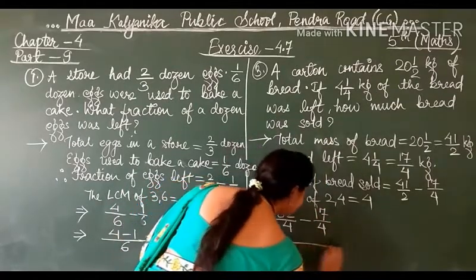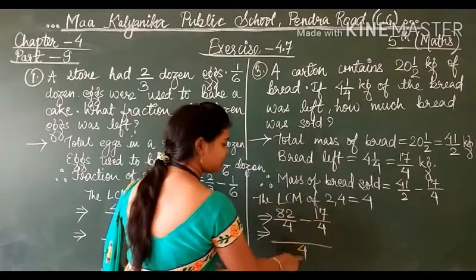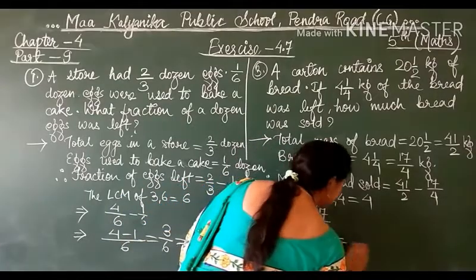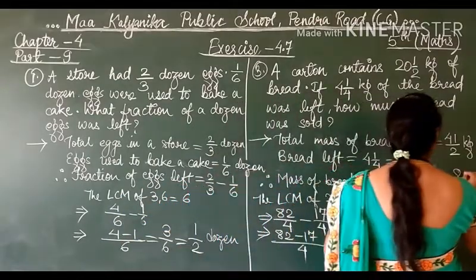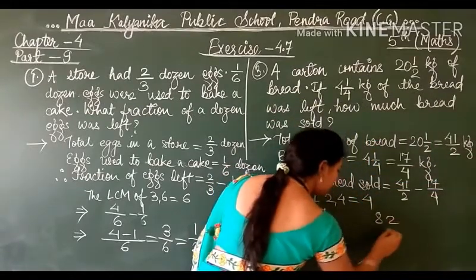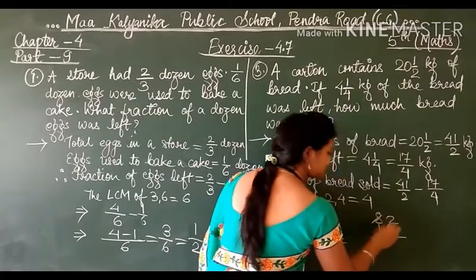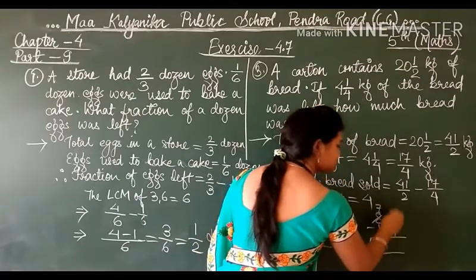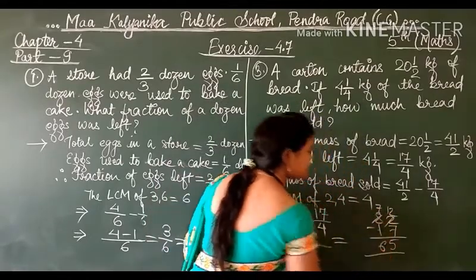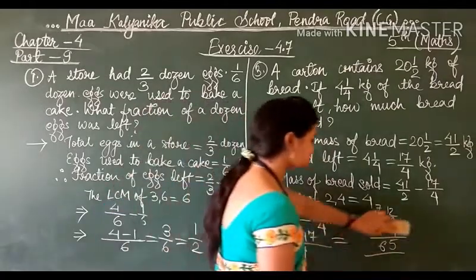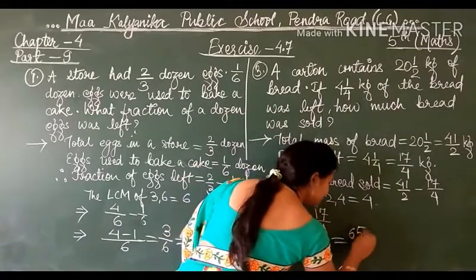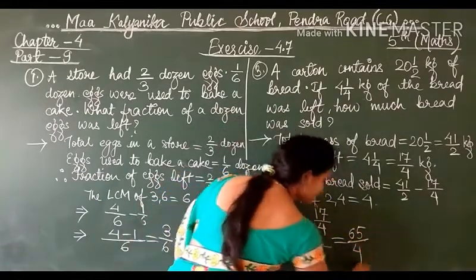Now students, see carefully. Of course this will be 4, common 4. Now 82 minus 17. Students, you can solve in rough. 82 minus 17 I am solving here so that you can see. So 8 will become 7, this will become 12. So 12 minus 7 is 5, and 7 minus 1 is 6. This will be 65. So what is the answer here? 65 by 4.